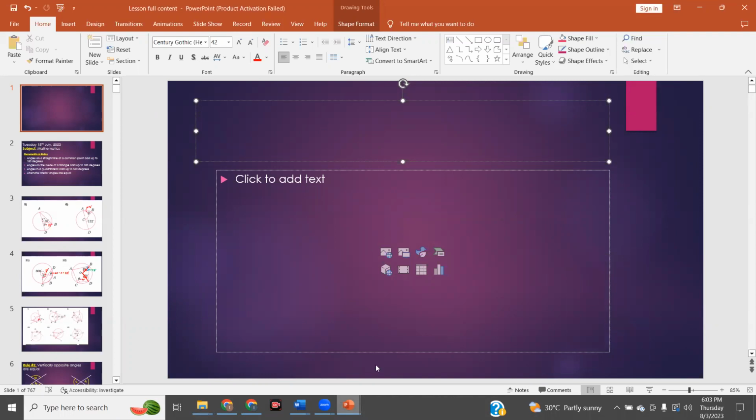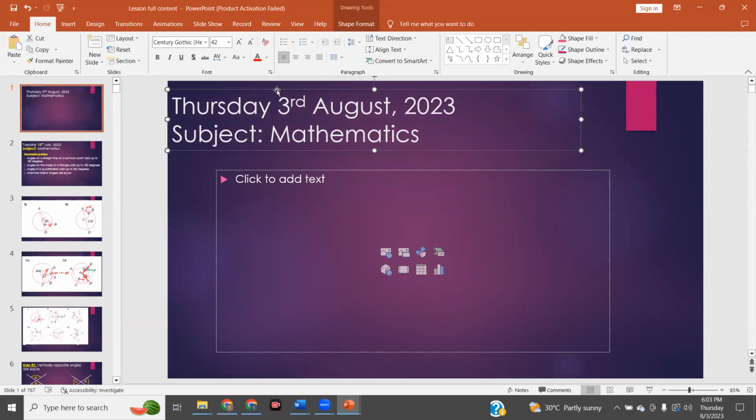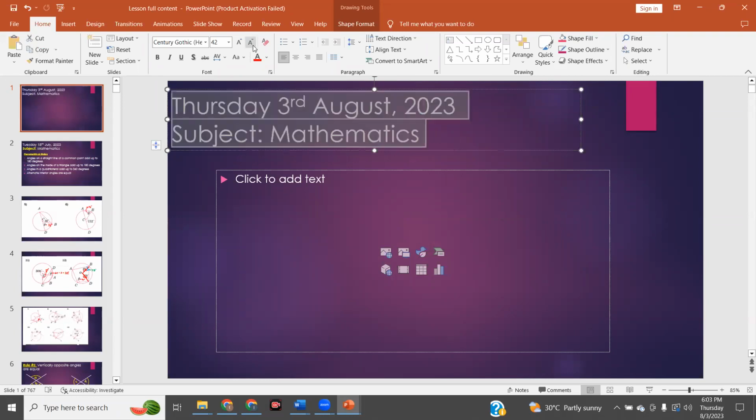All right, so today is Monday, Tuesday, Wednesday, Thursday, the 3rd of August, 2023. The subject is, of course, mathematics, and we are on the fractions theme.